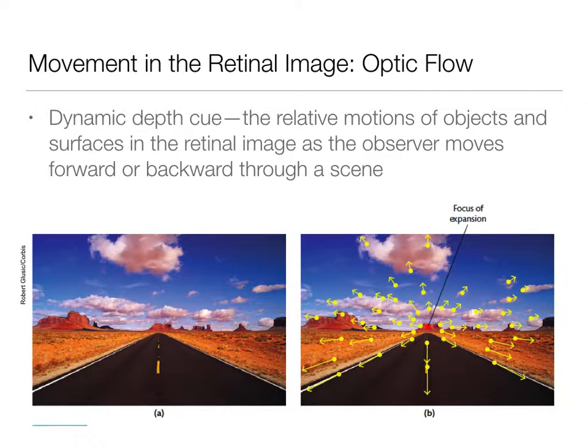The next one that we're going to talk about is optic flow. This is, again, another dynamic depth cue based on movement in the retinal image. Where motion parallax was moving kind of side to side, optic flow is going to be moving forward or backward, and it's the change in the size of those objects. So here's a great video that I want to show you about the development of optic flow. Optic flow is not something that you're born with, and we'll talk about this in a little bit more detail as the course goes on.